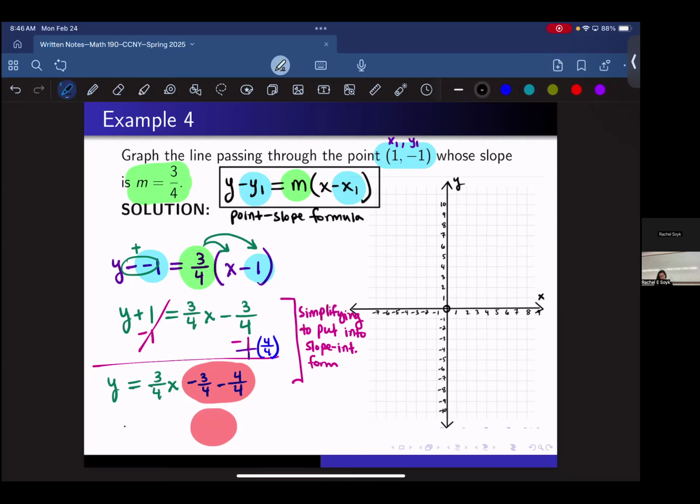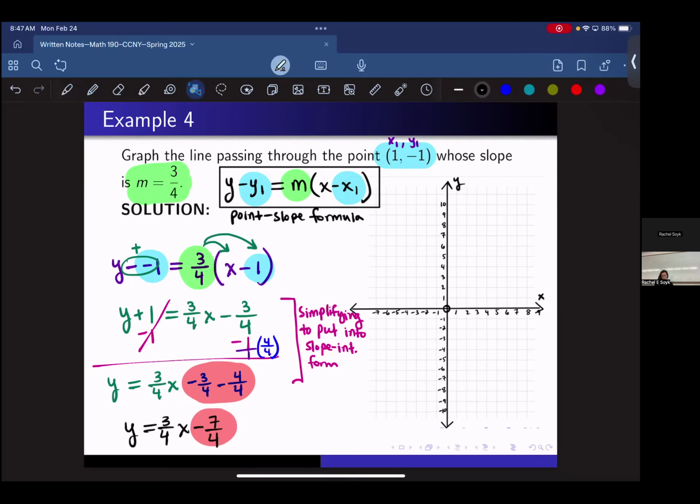What's negative 3 minus 4? -7, right? Because I owe you $3 and now I'm owing you another $4. So how much money do I owe you in total? I owe you $7. And that's it.